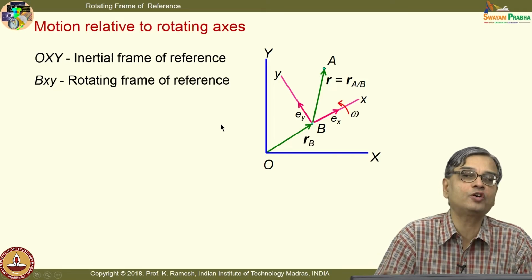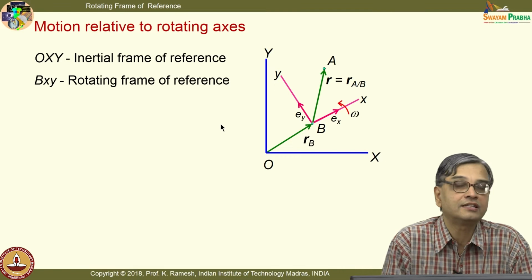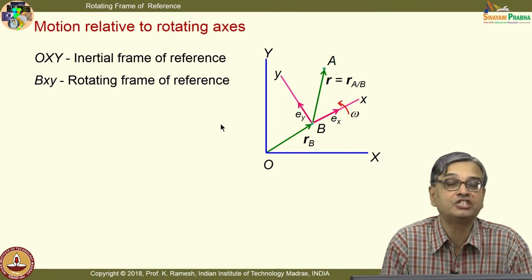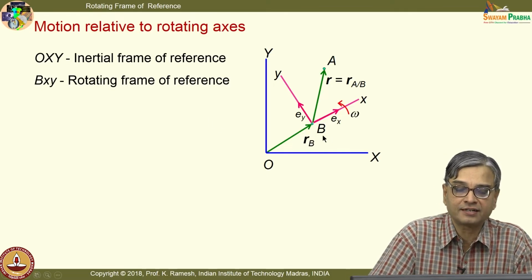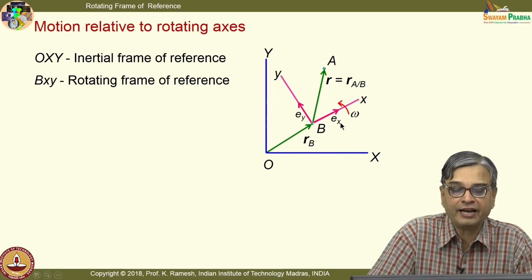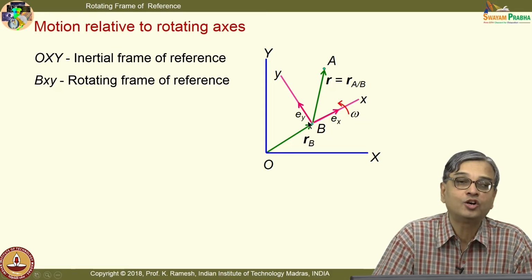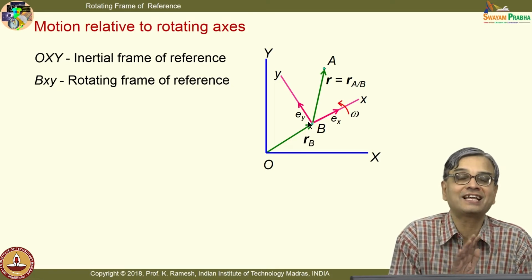And once I have a rotating frame of reference, I have to be cautious that the unit vectors are not going to remain the same. They will change. To start with, I put this as E x and E y, and later on, to make our life simple in writing, I would simply replace it by small i and j. Do not confuse this with Cartesian coordinates i and j. You have to be very clear of that.